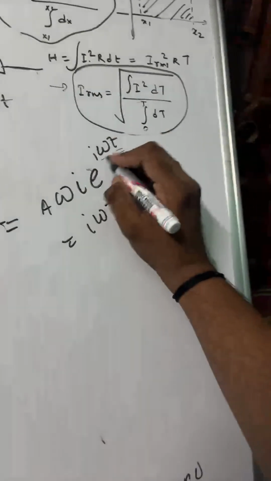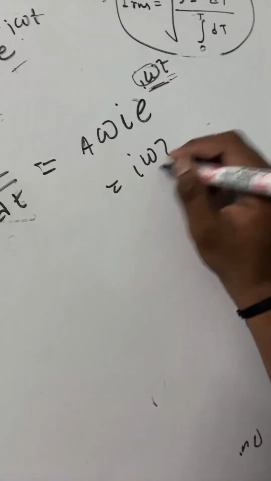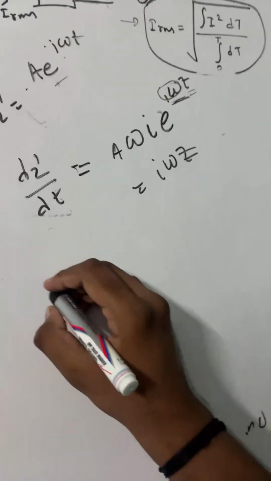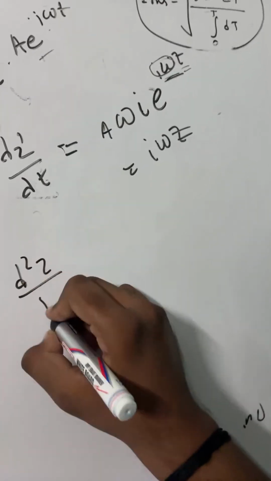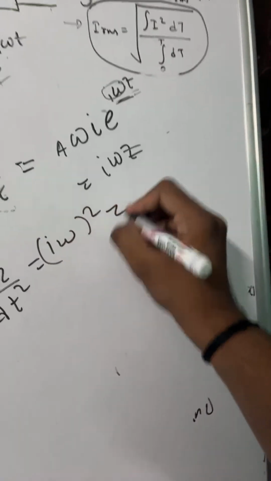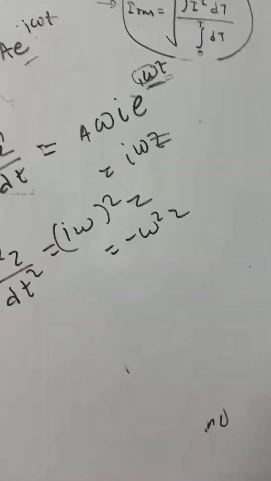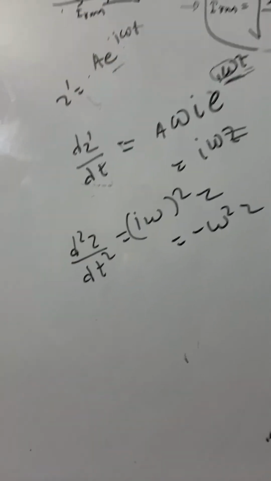Why i came here? Because we are differentiating with respect to time. When we are taking the derivative, i omega will come outside, right? It's i omega z. Now the double derivative, d squared z by dt squared, is i omega whole square z. So it's minus omega squared z, right? It's the derivative trick.